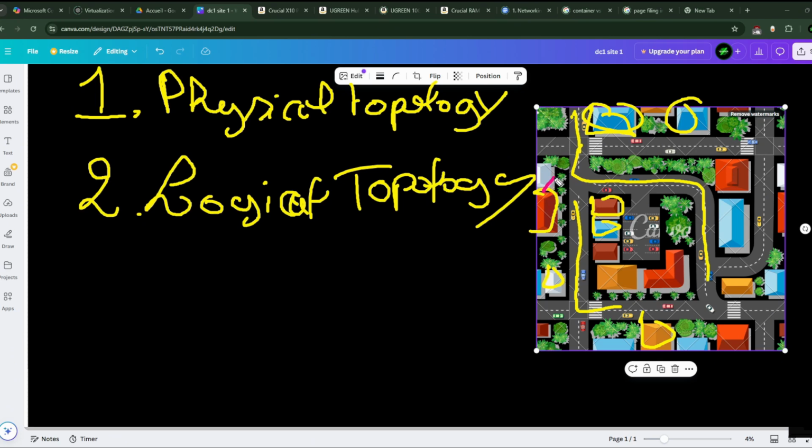So this server is linked with this laptop. This server is linked to this phone, and this one to this laptop, etc. And this server is linked to this laptop and to this other server, for example. And how does the data travel? It travels through the logical topology.